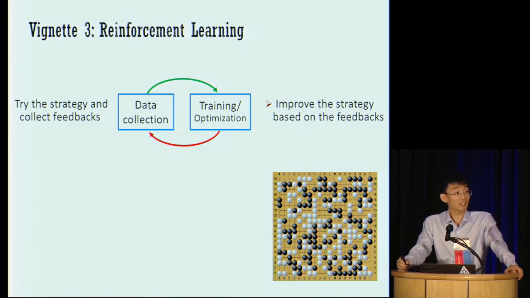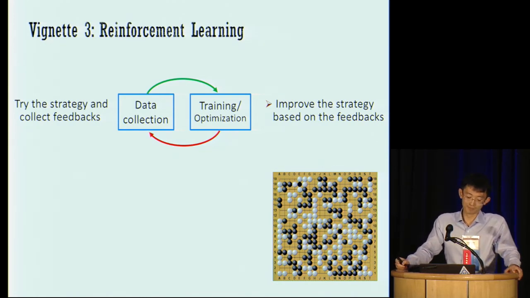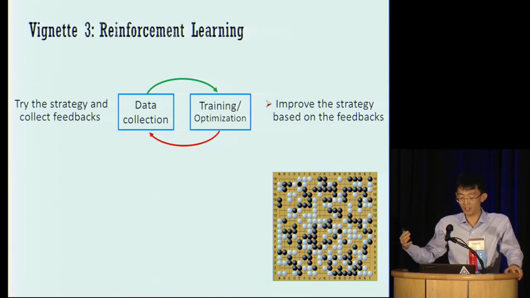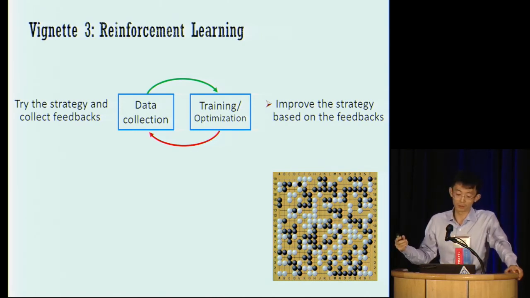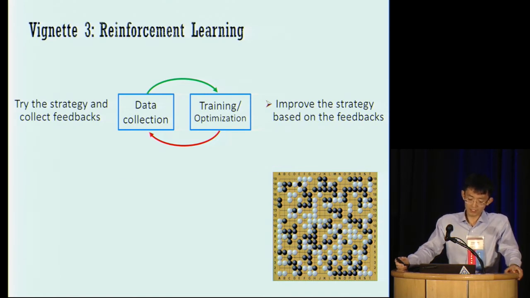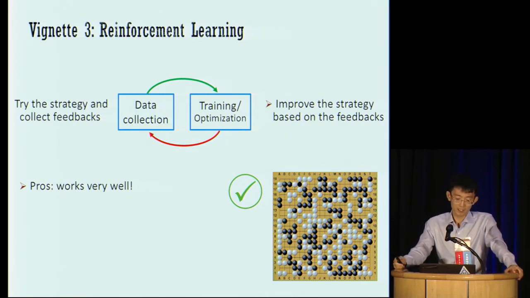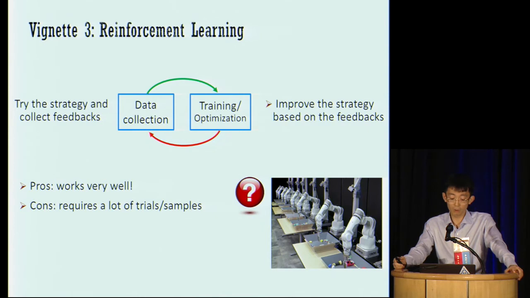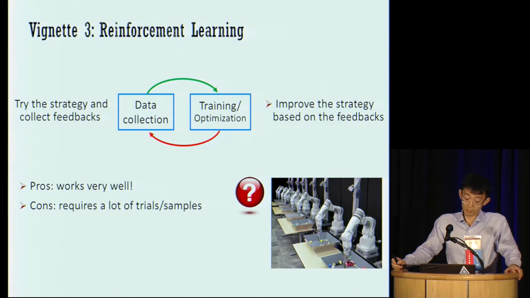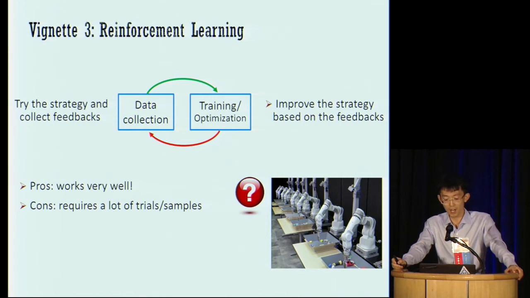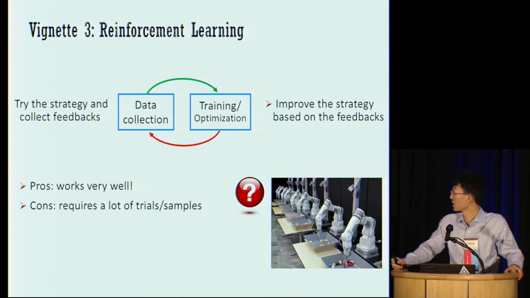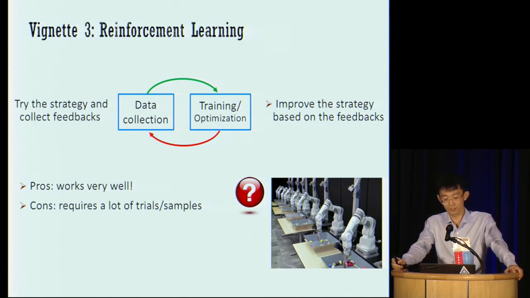And then you go back to the data collection phase, you collect more samples, you collect more feedback by trying the strategy, and then you improve the strategy, and so on and so forth. So the beauty of this idea is that it works super well for Go, and now we can beat the human player. However, the limitation here is that it requires a lot of trials and samples. For Go, we have to collect millions of trials to beat the top players. So this is kind of prohibitive in the robotic setting, where we don't want our robotic arms to try 1,000,000 times.